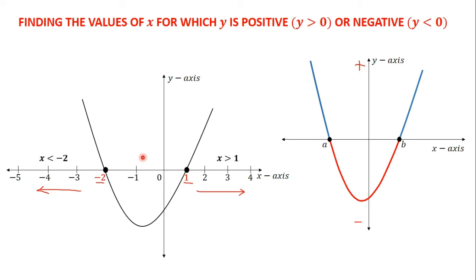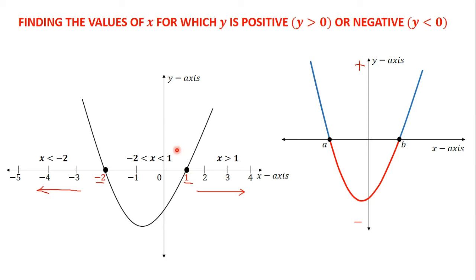As we have learned, the third part of the x values are between -2 and 1. And these values are greater than -2, but less than 1. So we can say that between these two x-intercepts, that is -2 and 1, the values of x are greater than -2, but less than 1. So the values of x are between -2 and 1.